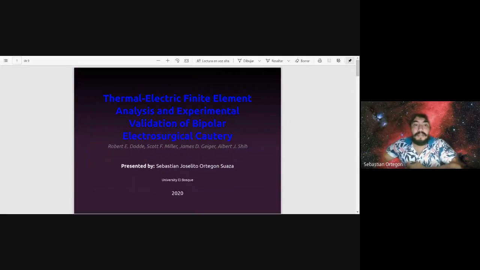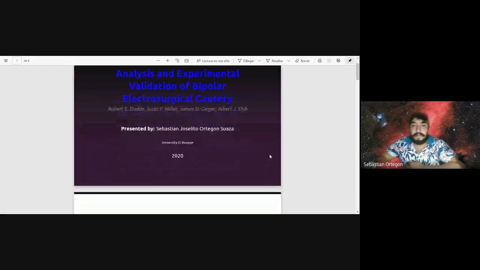The chosen article is called "Thermoelectric Finite Elements Analysis and Experimental Validation of Bipolar Electrosurgical Cautery" by authors Robert E. Dodge, Scott F. Miller, James D. Geiger, Albert G. C., and the person in charge of presenting the article and who is speaking to you, Sebastián José Lito Ortegón Suárez.